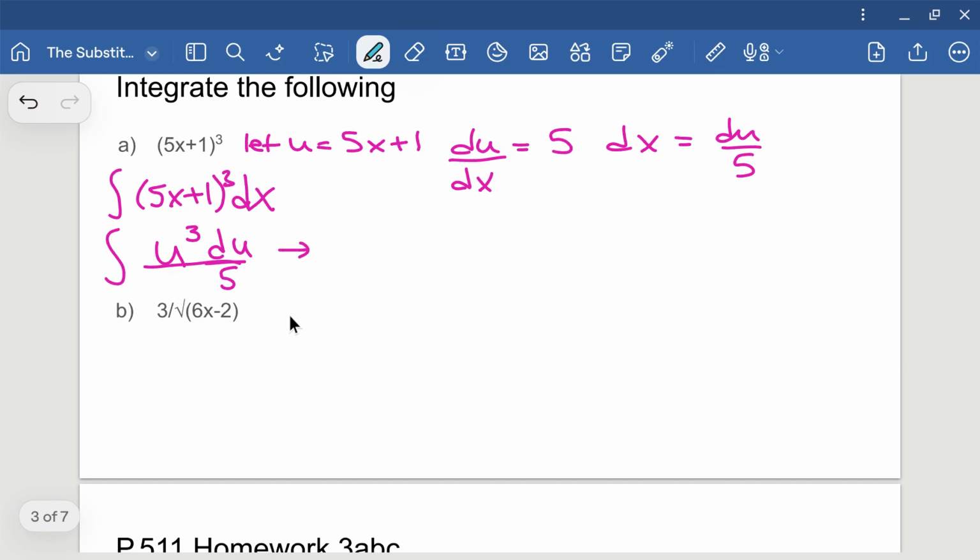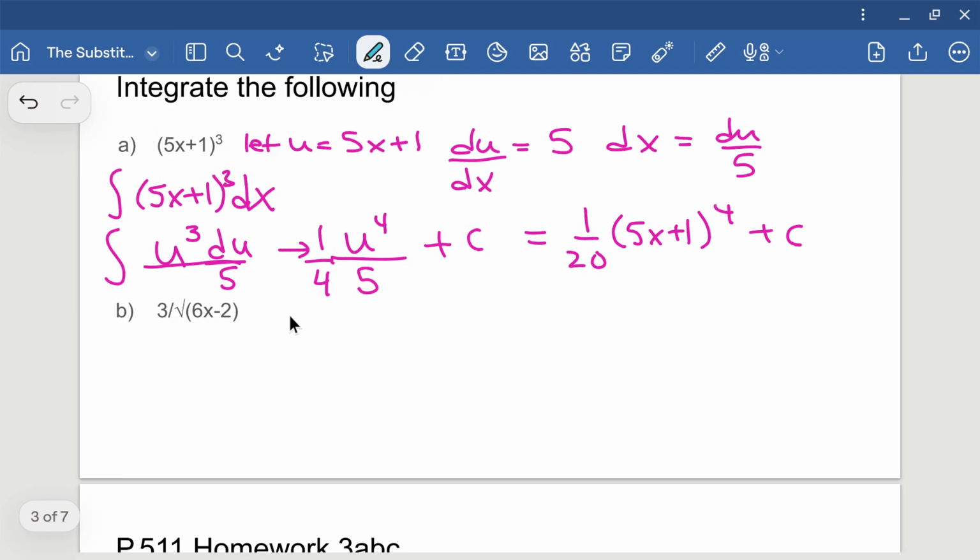So we would have u to the power of 4 over 5, and then we'd also have, bringing that 4 down, 1 over 4 in front of it, and then we'll have plus c. So we can simplify this, replace u back in as 5x plus 1 to the power of 4, and then dealing with our fractions, we'd have 1 over 20 in front, and then still plus c. So we've made it a lot easier, and we didn't have to expand all of that out to do that same work.